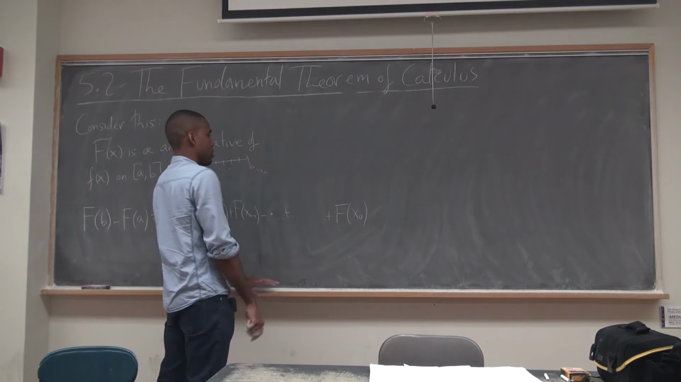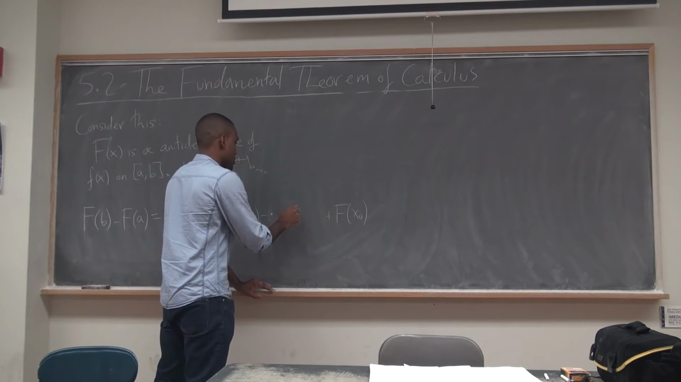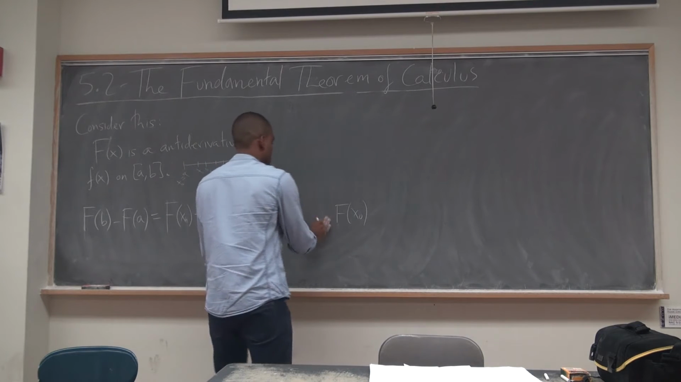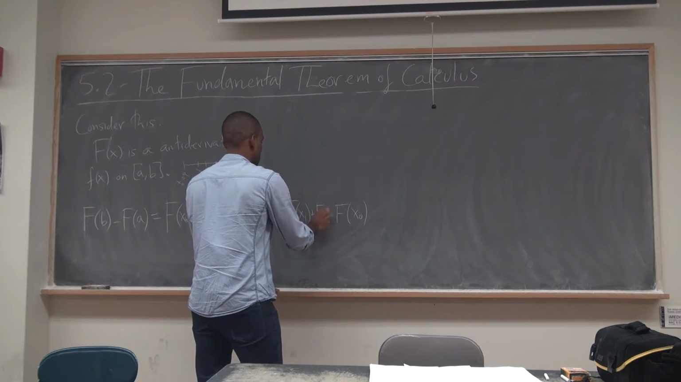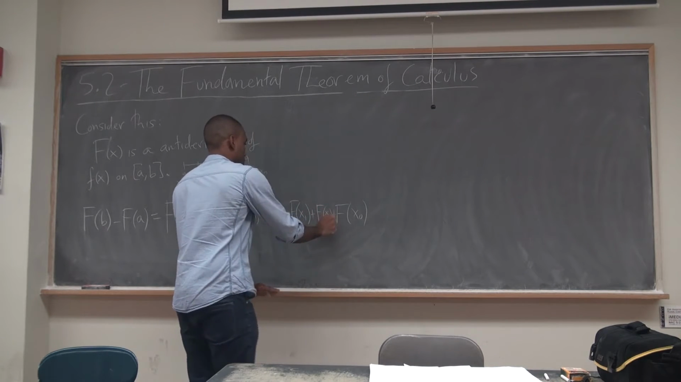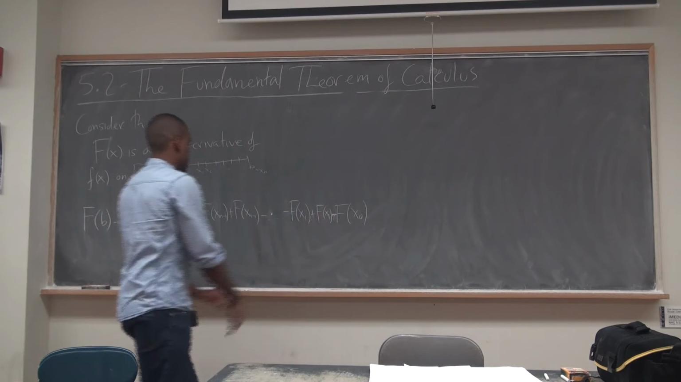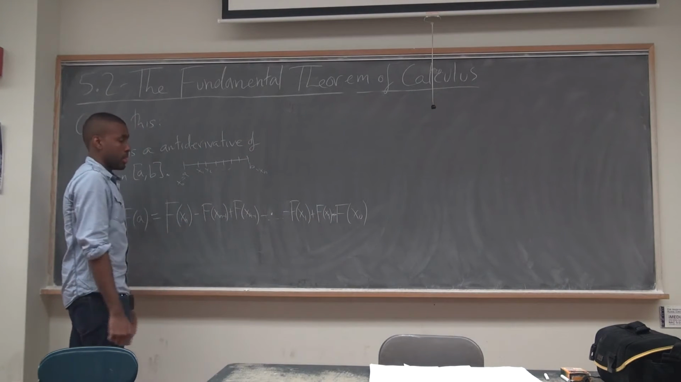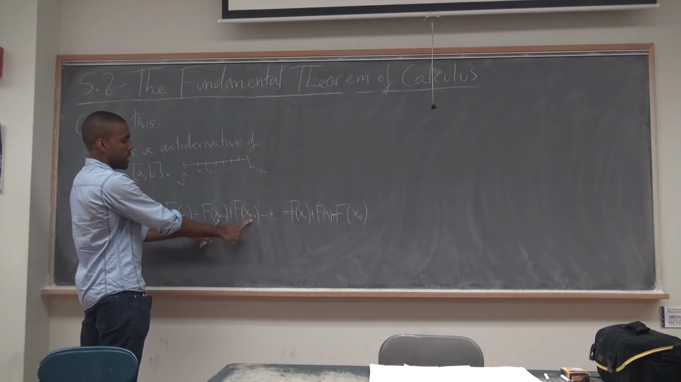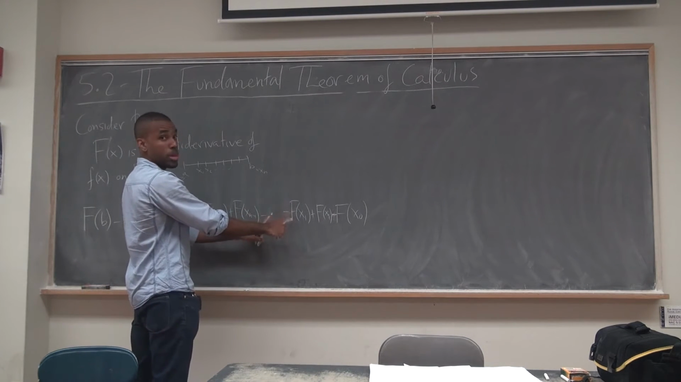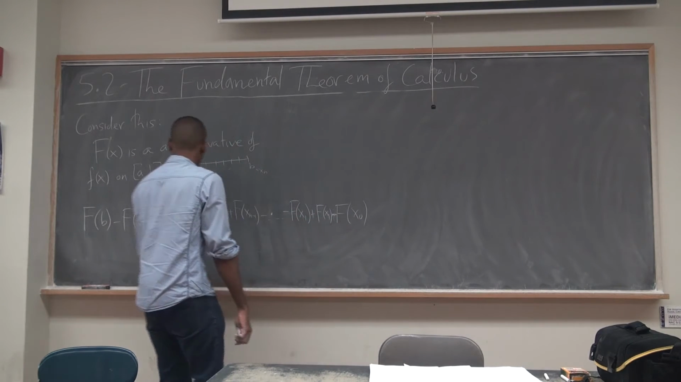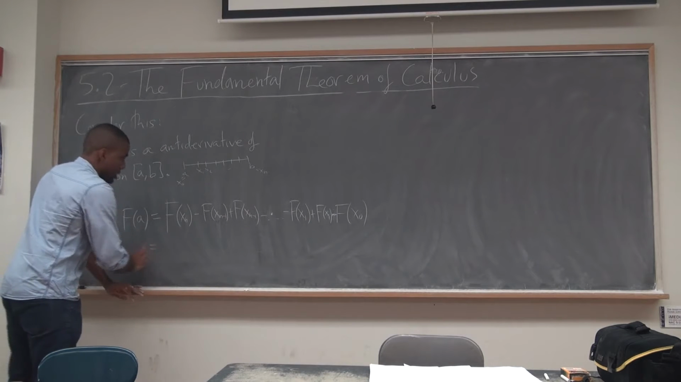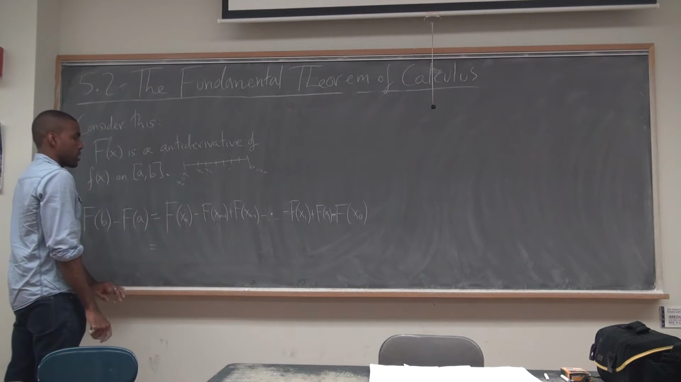I'm going to go all the way down to... this is a minus, f of x1 plus f of x1 minus. Right? So I just add and subtract the same thing all the time. So I'm going to add and subtract f of n minus 1, then add and subtract f of n minus 2, add and subtract f of n minus 3, all the way down until I get to x1. Okay.